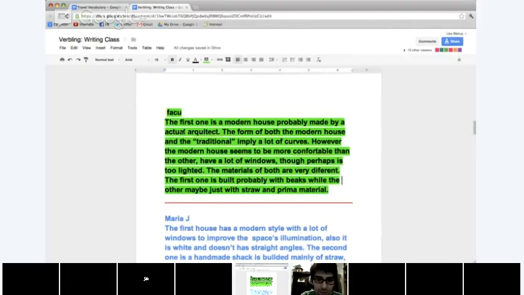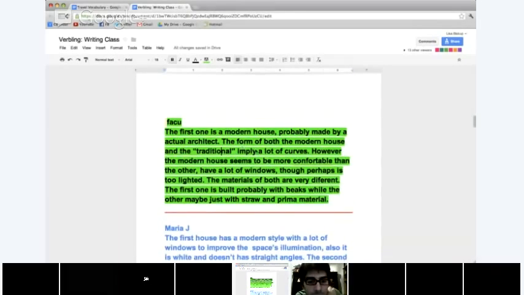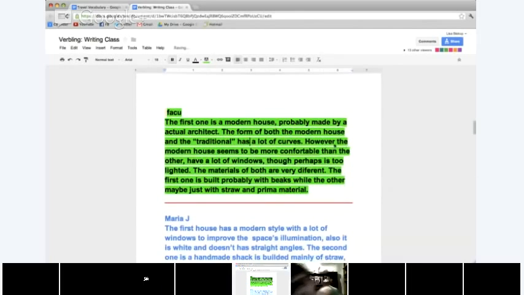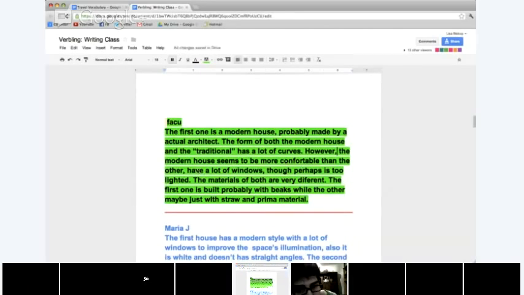Okay. All right, the first one is a modern house, comma, probably made by an actual architect. Architect is with a CH. The form of both the modern house and the traditional, I would just say, has a lot of curves. However, comma, the modern house seems to be more comfortable than the other. Comfortable, with an M.